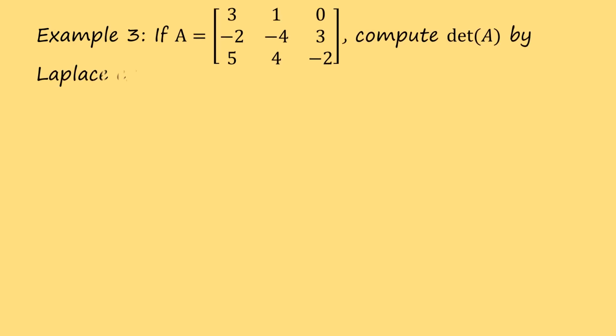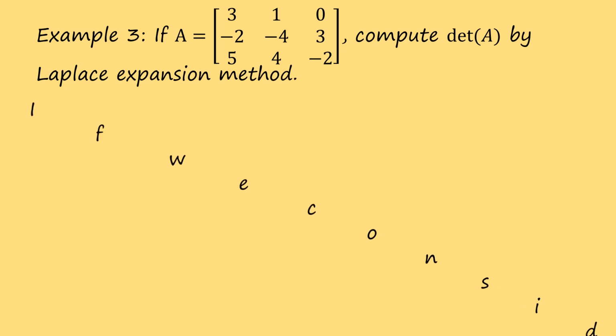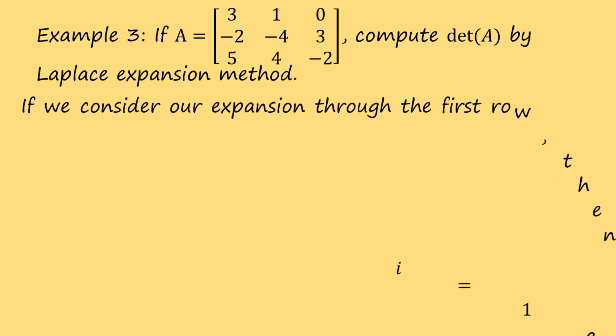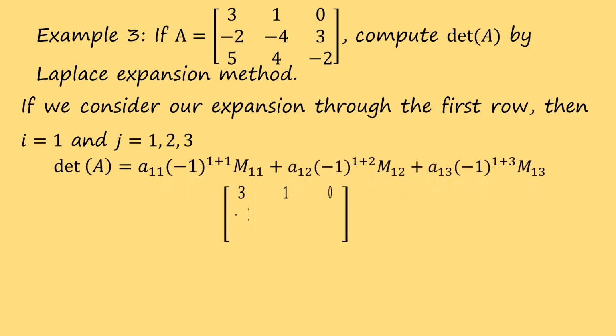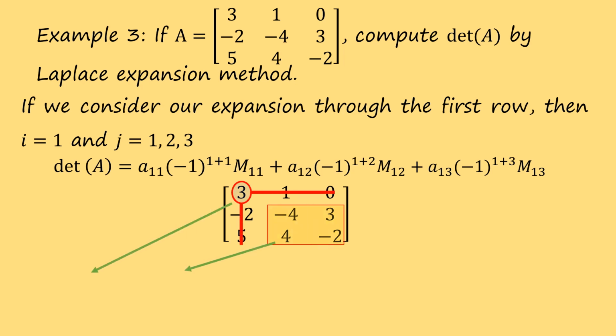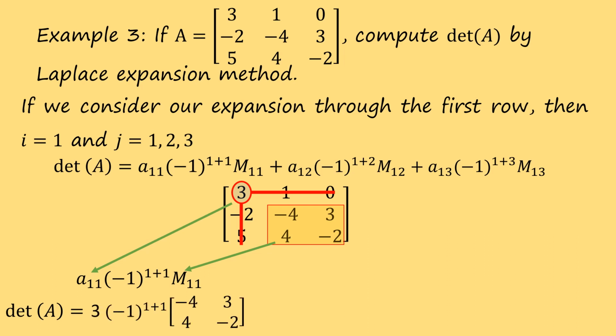I want to compute the determinant using the Laplace expansion method. If we consider our expansion through the first row, then i is 1, j is 1 to 3. So the determinant will be in this form. And then we would cancel out the first row and the first column. So we are going to have a1,1 times minus 1 to the power of 1 plus 1, m1,1. And that will be this.